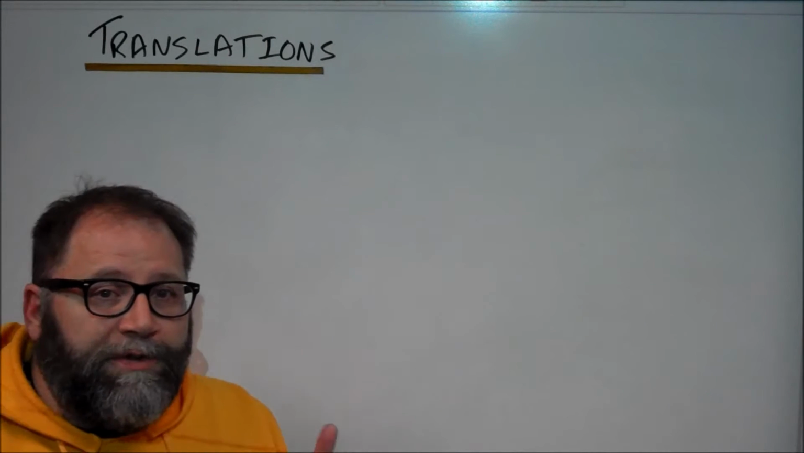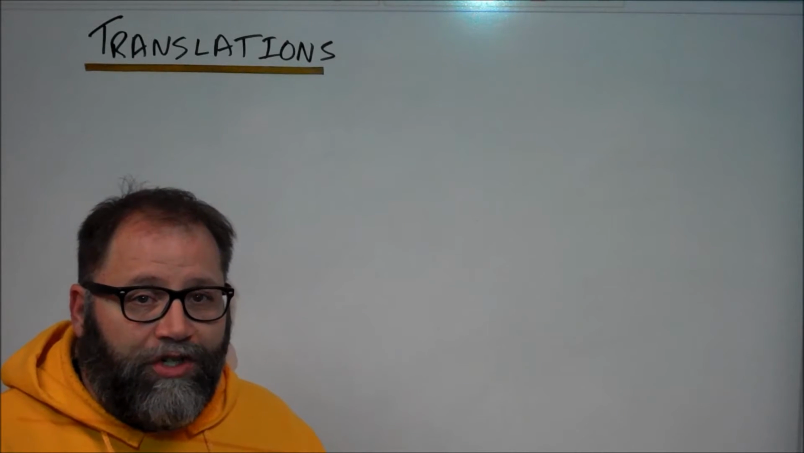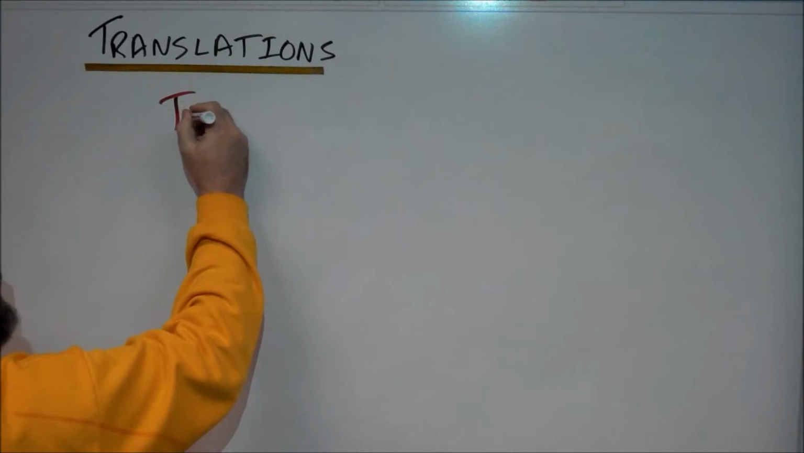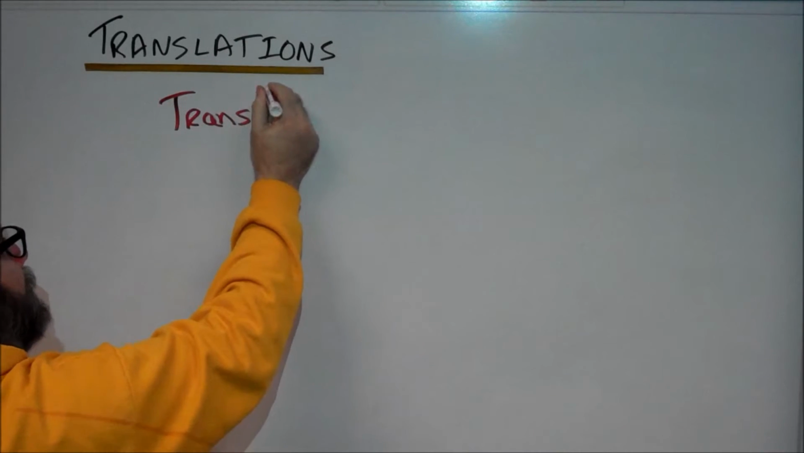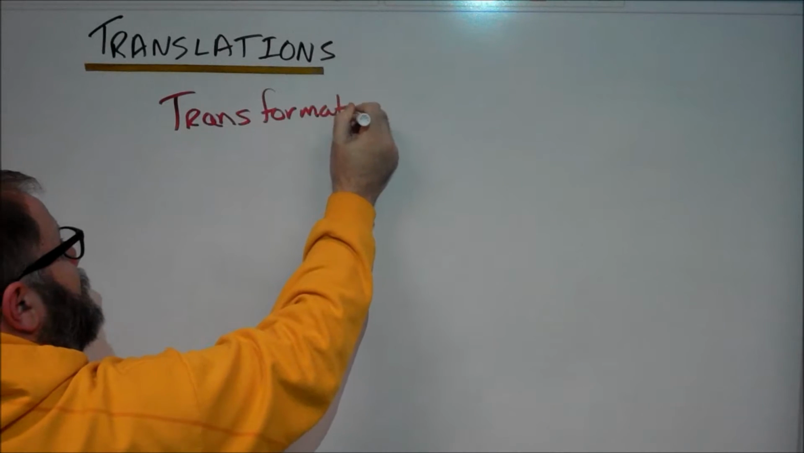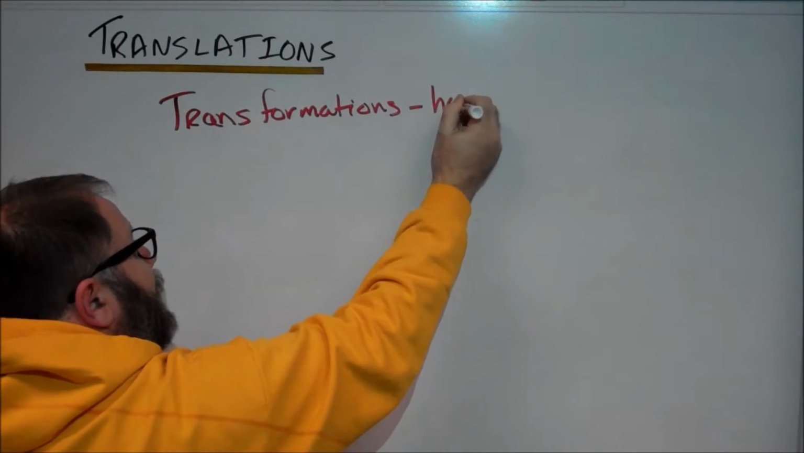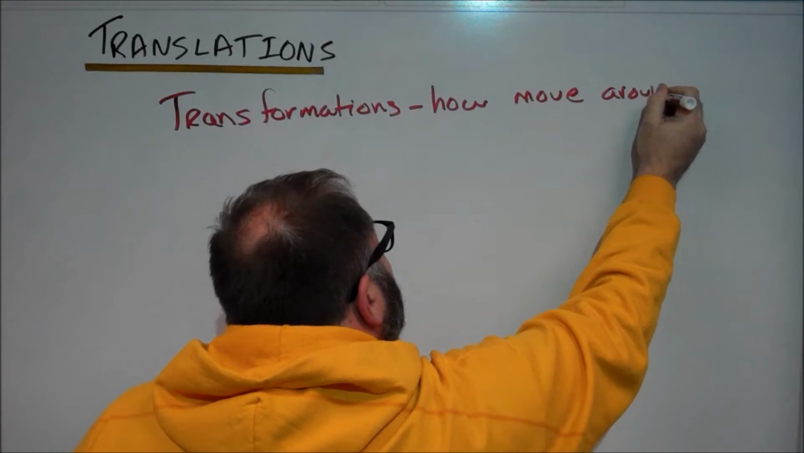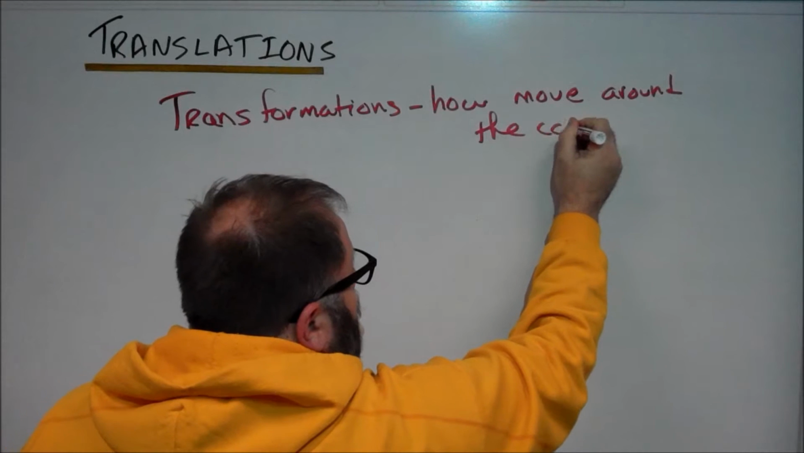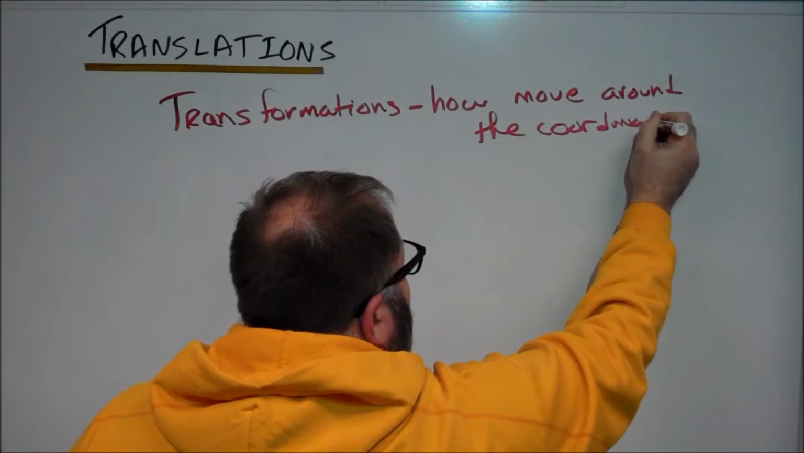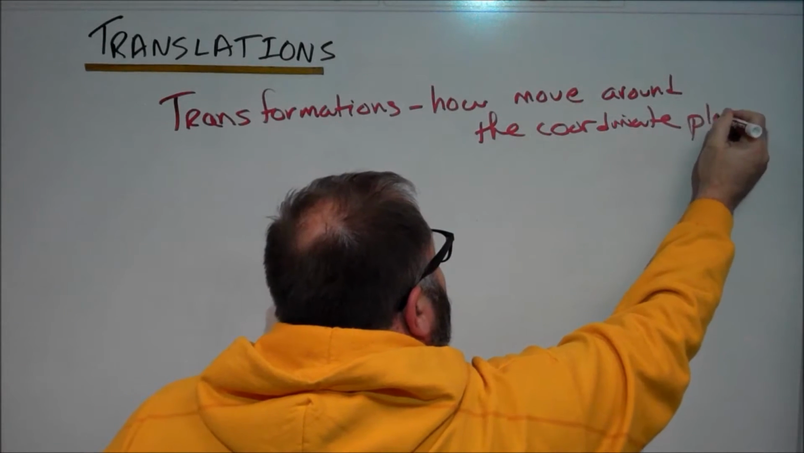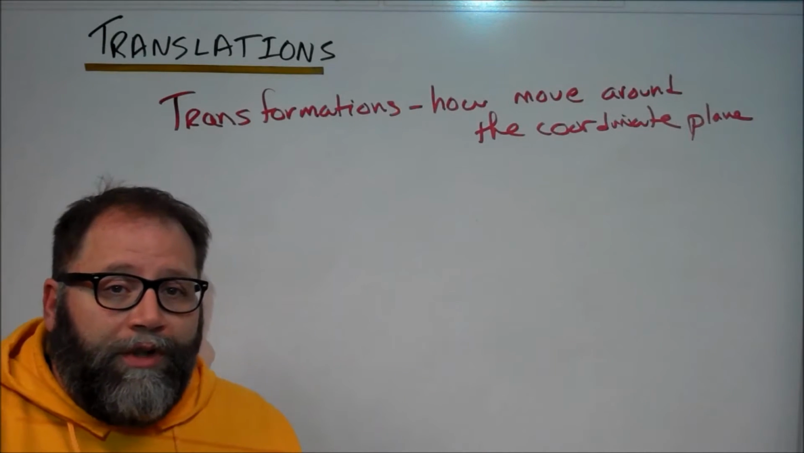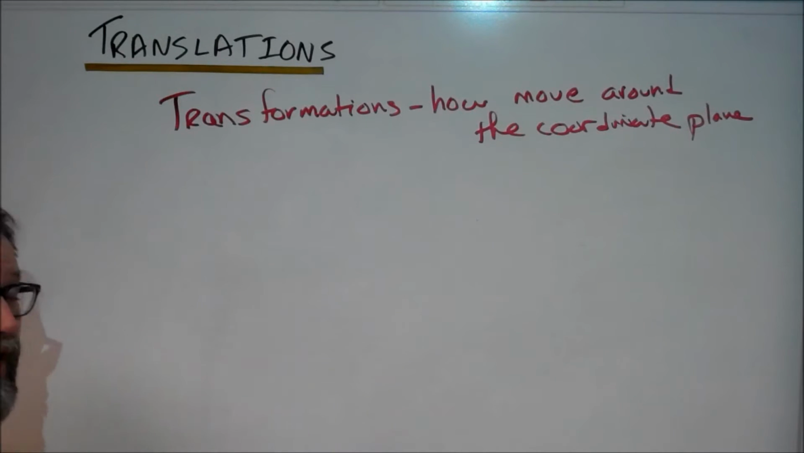Translations. So this is the first part of a unit talking about transformations. Transformations are how we move figures around on the coordinate plane. Right, so that's what this unit is going to be. And the first thing we're going to do with those figures is we're going to translate them.